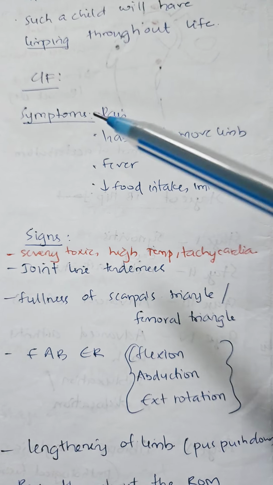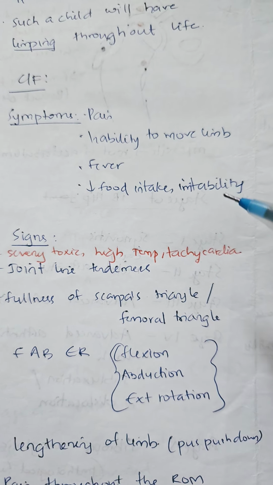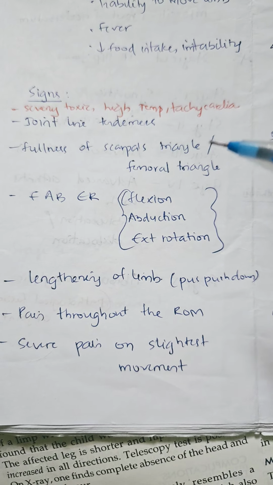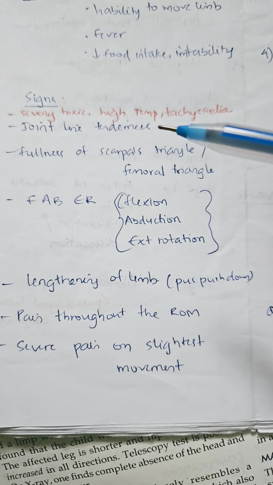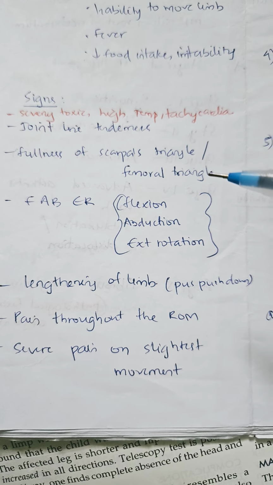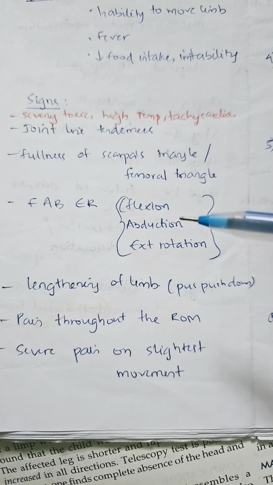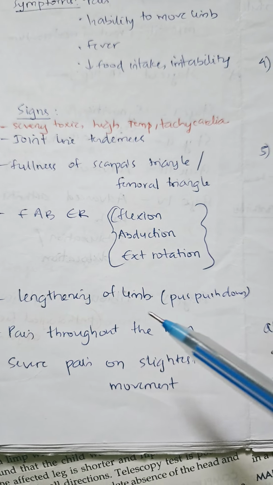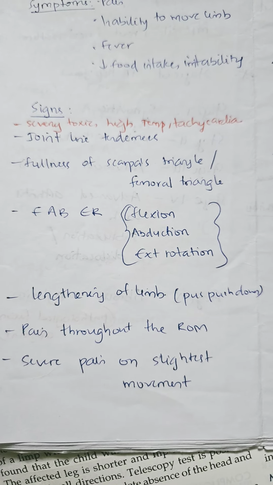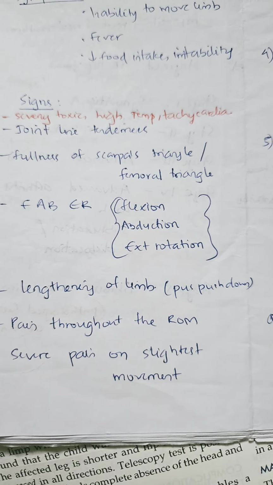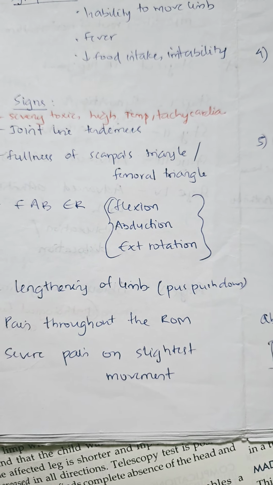Coming to the clinical features, the symptoms include pain, inability to move, limp, fever, decreased food intake and irritability. Coming to the signs, the child will be severely toxic with high temperature and tachycardia. There can be joint line tenderness and fullness of Scarpa's triangle or femoral triangle. The joint will be in the position of maximum comfort, that is in the position of flexion, abduction and external rotation of the hip. There can be lengthening of the limb as there will be pus collection within the joint. So as the pus collects, there will be lengthening of that affected limb. There can be pain throughout the range of motion and severe pain on slightest movement.